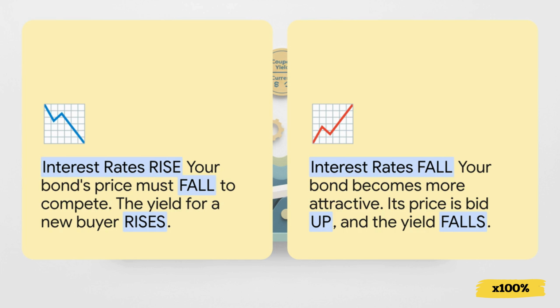Now let's flip it. Imagine interest rates fall. Whoa! Now your older bond with its higher coupon looks amazing. It's the hot new thing. Everyone wants it. So what happens? People start bidding up the price, pushing it above the original $1,000. But for the person who pays that higher price, their effective yield will actually be lower. It's a perfect seesaw every single time.